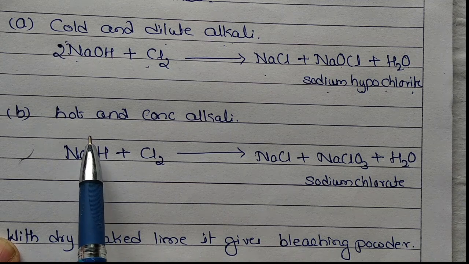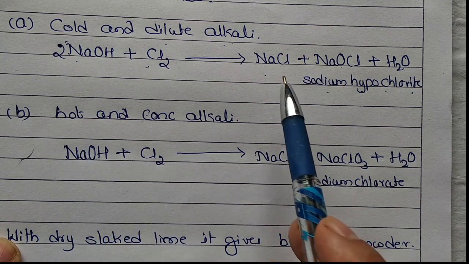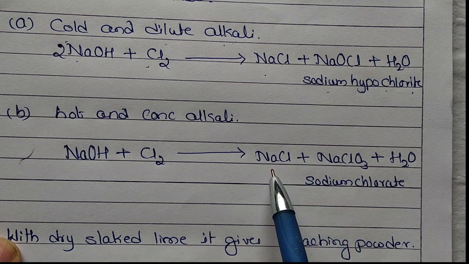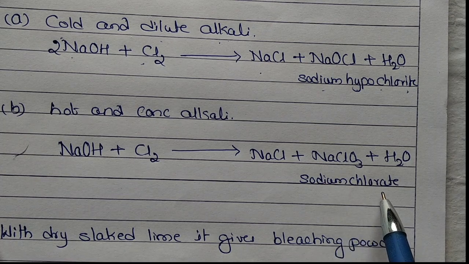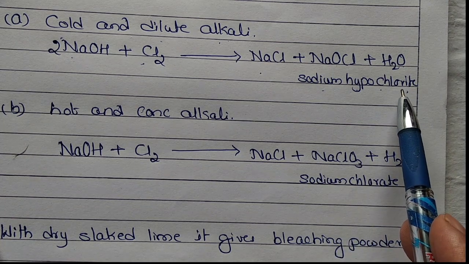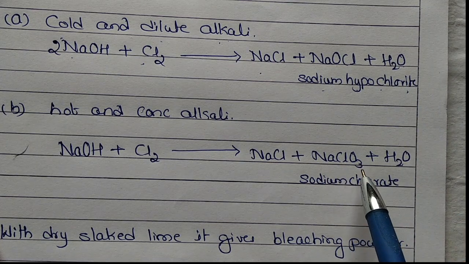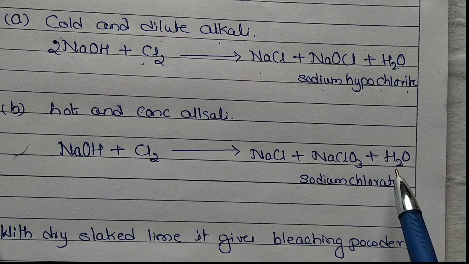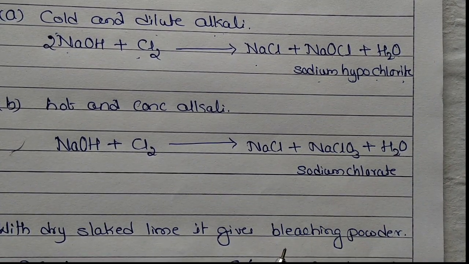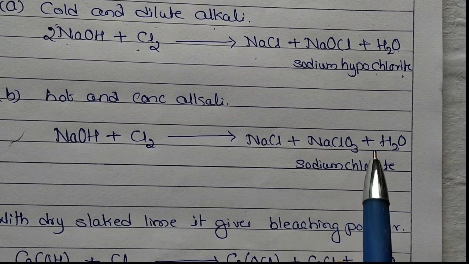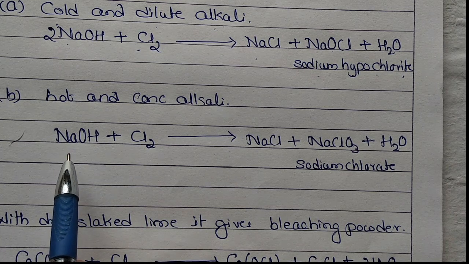Next is with the hot and concentrated alkali. With hot and concentrated alkali, one of the common products is NaCl, but the main product is what? Sodium chlorate. See, here it is a chlorite, and this is a chlorate, NaClO3, plus water. Here again, if you observe, the oxygen is more. Here there are 3, and here there are 4, which means you must get more NaOH.